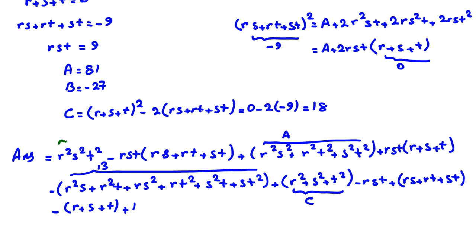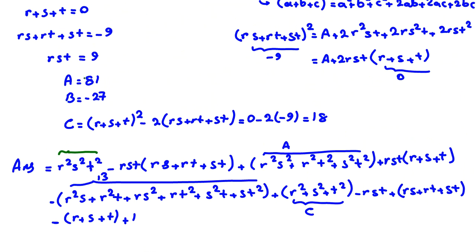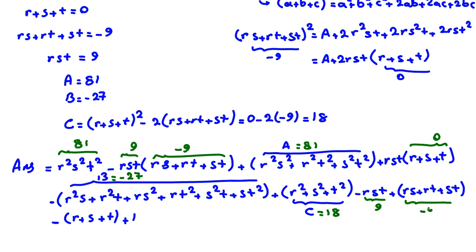So rst, r squared, s squared, t squared, because of this part, is 81. rs plus rt plus st from here is negative 9. rst is 9. And A we found is 81 here. Because we have r plus s plus t is 0, this part is B, which we said is negative 27. This part is C, which we found is 18. rst is 9. rs plus rt plus st is negative 9. r plus s plus t is 0, and it's 1.